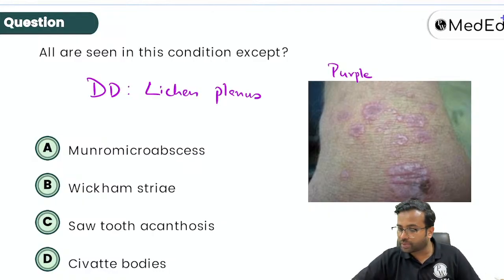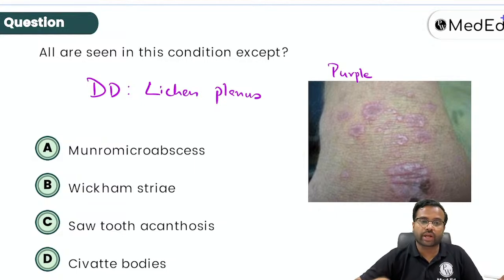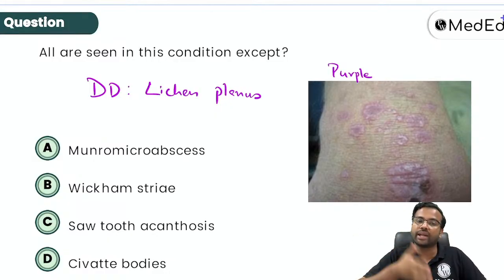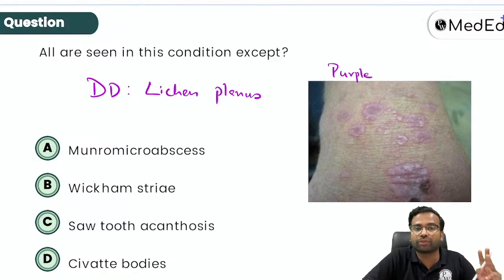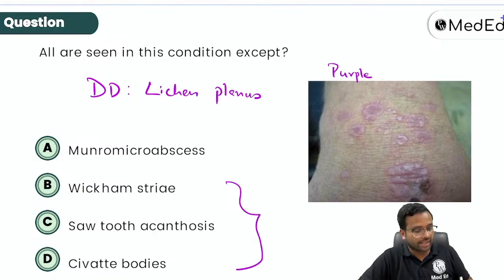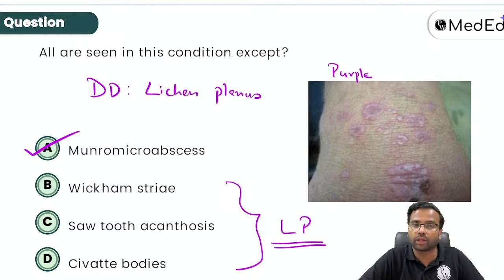So now let's see the options. Munro microabscess, Wickham striae, sawtooth acanthosis, civatte bodies. So if any one of you is unable to make out a differential diagnosis from the image, even reading out the options can also help you to reach the diagnosis, because 3 of the findings here are associated with one disease. Wickham striae, sawtooth acanthosis, civatte bodies, all these are seen in lichen planus. So the odd one out is Munro microabscess.